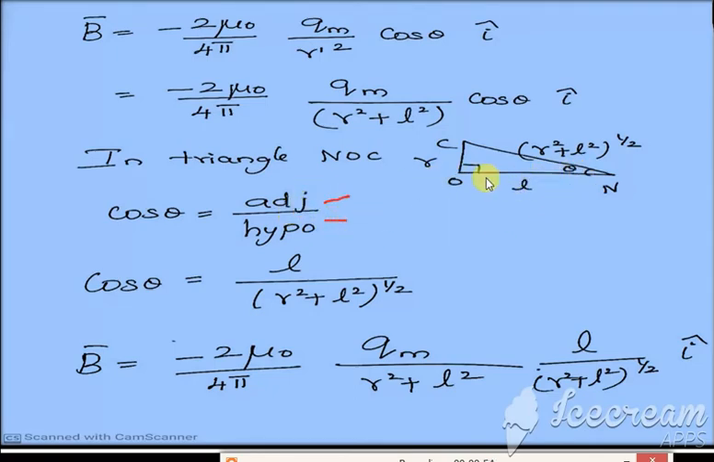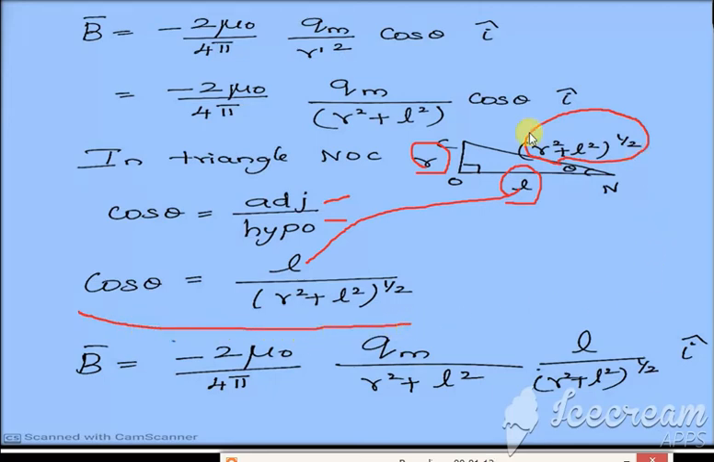So see here, this is the angle theta. Opposite to this is the opposite side. Here is the adjacent and this one is the hypotenuse. So substitute the value here. So L and hypotenuse we are substituting, and this gives you the value of cos theta. Clear with this? And here you are going to substitute instead of cos theta, I am writing this value.